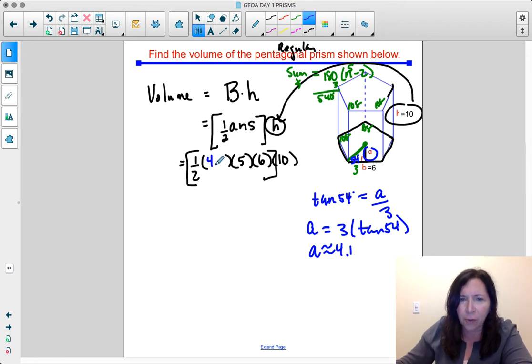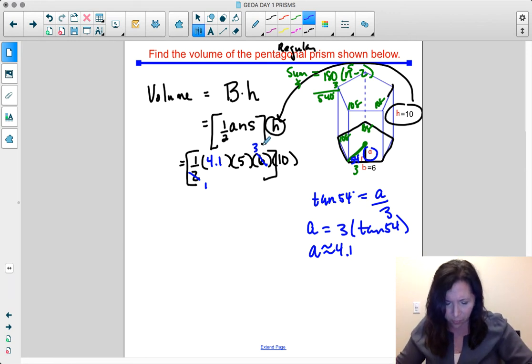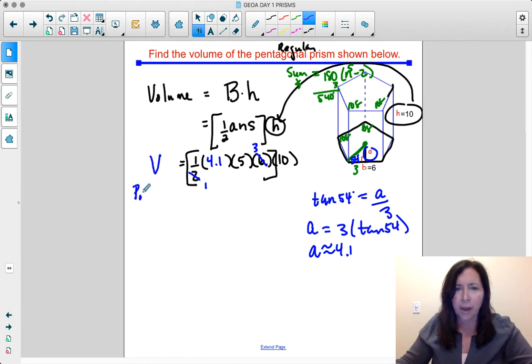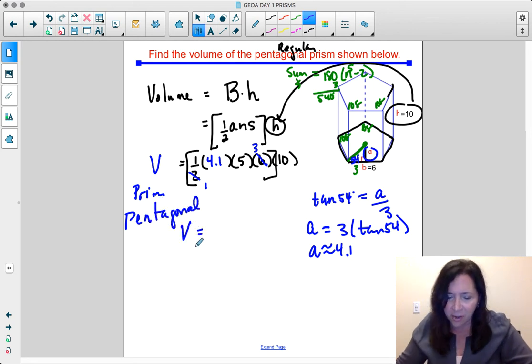So that means that goes right here at 4.1. And now all I have to do is multiply across. Now, of course, see this 2 here? I can divide that 2 into any one number. So I'm just going to pick dividing 2 into 6, which is 3. So now what I have is 4.1 times 5 times 3 times 10, and that's going to give me 615. So my volume for my prism, and remember this prism is a pentagonal prism, is going to equal 615 units cubed.